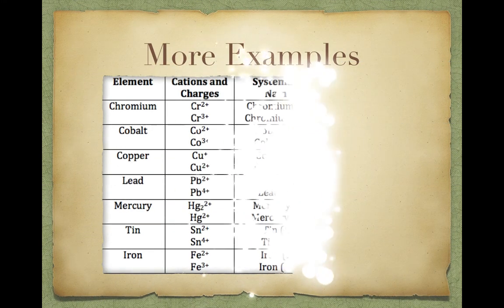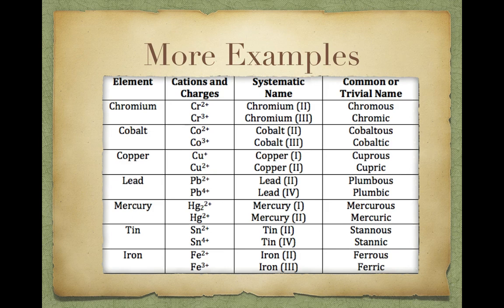Here are more examples, so you can take a look at those a little more on your own. Different Roman numerals are denoted behind the name of the ion. And the common names or trivial names, we don't usually use those in chemistry class at this point anyway, for tests and things like that.